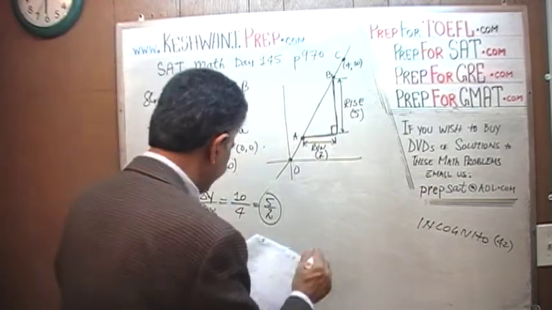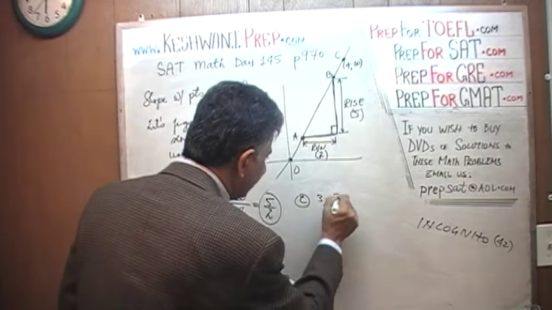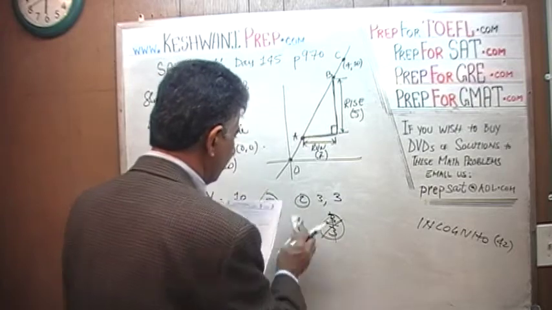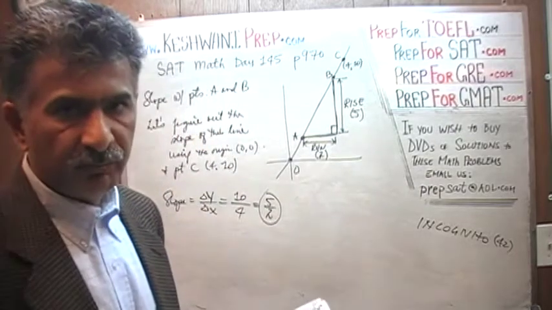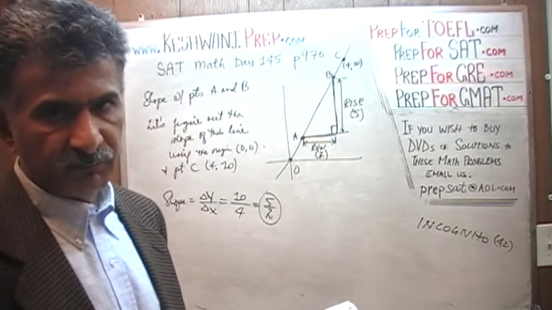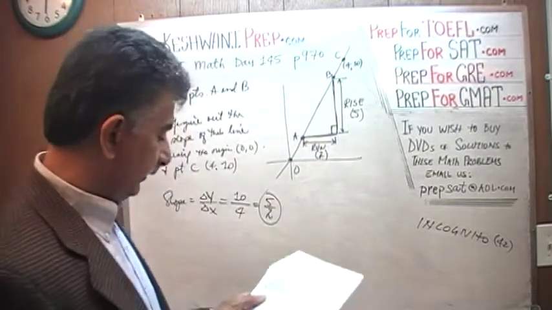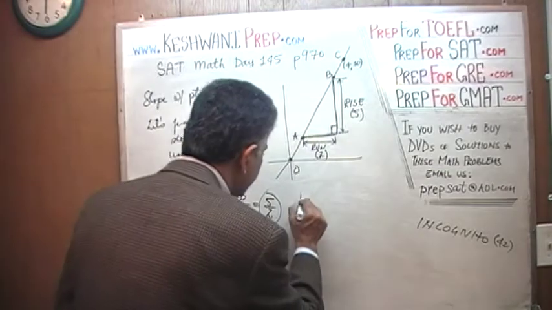Let's look at C. C is 3 and 3. That's 3 to 3. This ratio is 1. This won't do it. C is describing situations where we are dealing with an isosceles triangle. That's clearly not the case here. This is clearly not an isosceles triangle, as you can see. Next, then we have B.